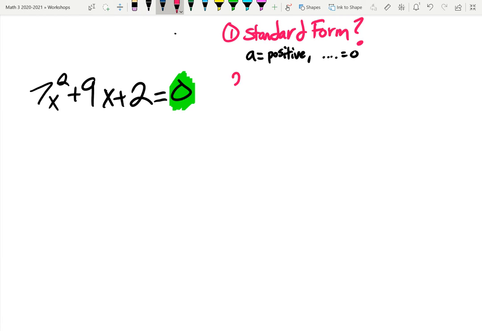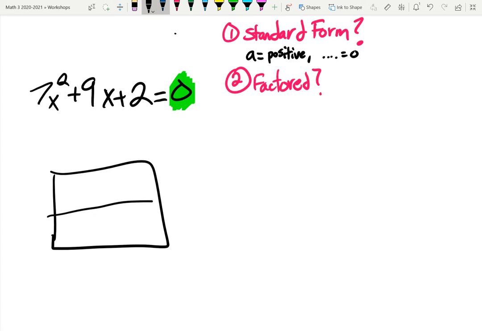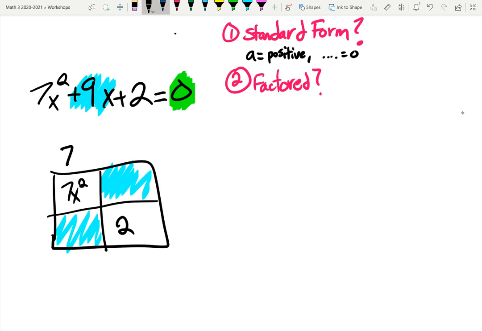The second thing I check is, is it factored? And the answer is, let's see. So I'm going to go ahead and resort to my area model. This is something I use quite often. I'm going to plug in 7x squared and 2. And the idea is I have to figure out what factors end up creating a sum of 9x as a result. The only factors of 7 are 7x and 1x. I also know that the factors of 2 are only going to be 2 and 1.